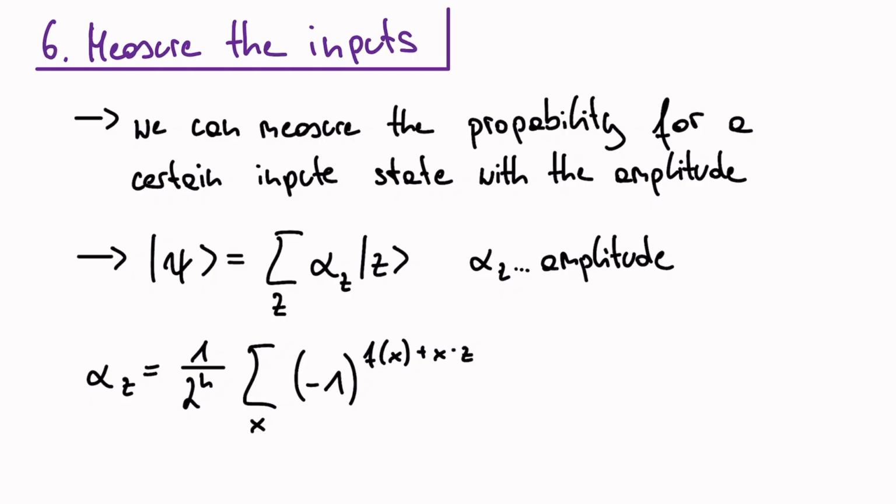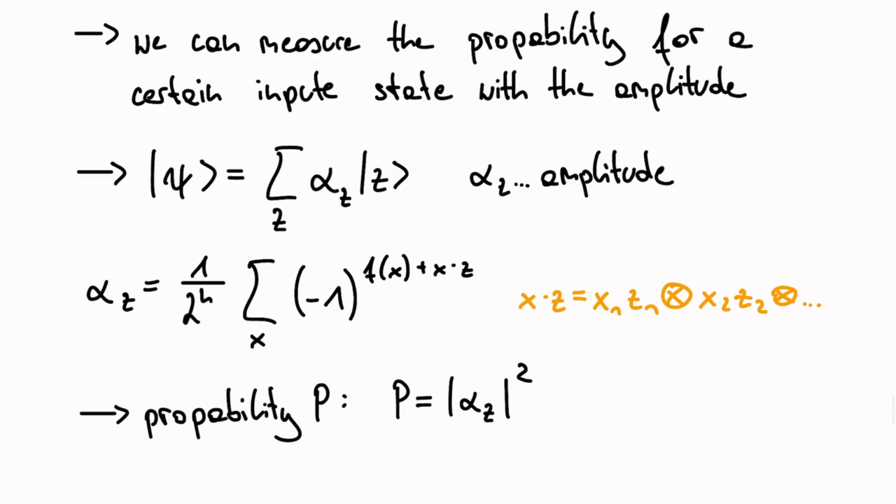There's a term in the formula that looks like x times c, but this is not normal multiplication. Both x and c are bit strings, and this operation means we take the bits of x and c, multiply them pairwise, and then add them together using, for example, XOR. So the result is always either 0 or 1. Once we have the amplitude, we can calculate the actual measurement probability for a specific outcome by taking the absolute value of that amplitude and squaring it.